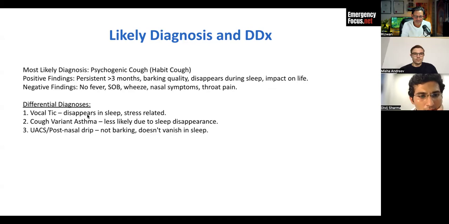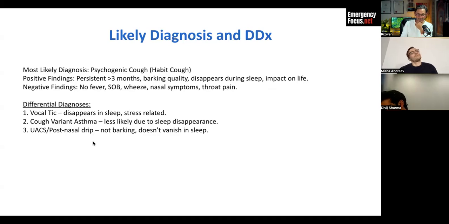Vocal tic, which disappears in sleep, which could be stress related. Cough variant asthma is likely due to sleep disturbances, and nasal drip. We don't see that nasal drip, but sometimes it can be a main issue, but it does not vanish in sleep. In fact, it aggravates during sleep because of the nasal drip.